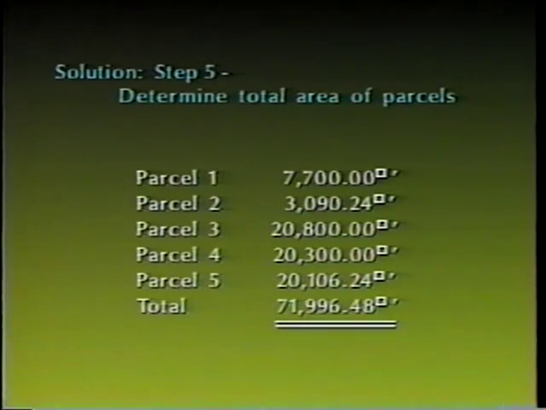We have calculated the areas for each of the five parcels. Now we add them to get a total excess, which is 71,996.48 square feet. Now we can determine the area of parcel A.